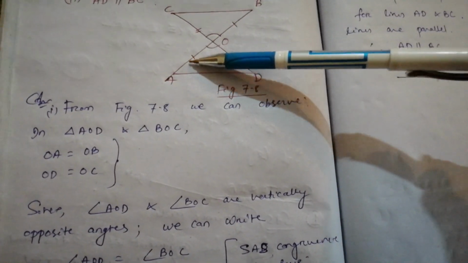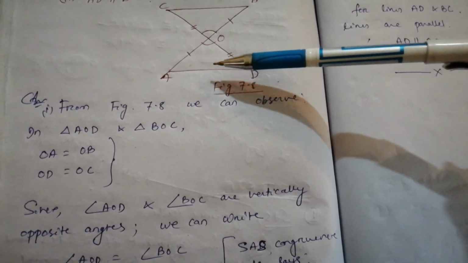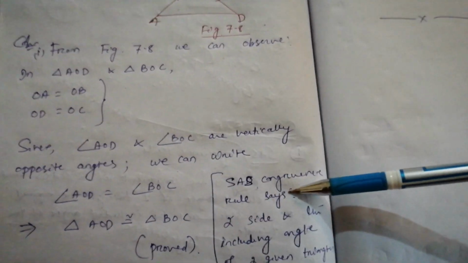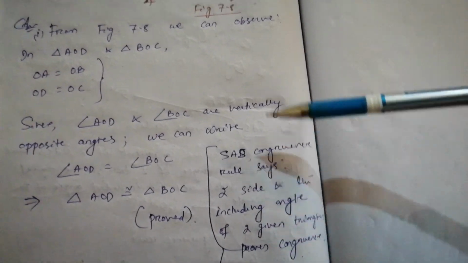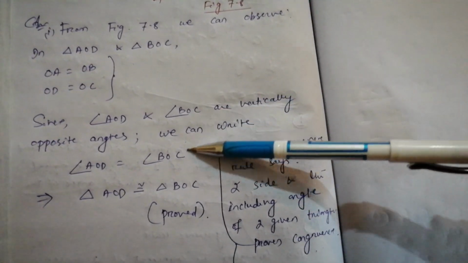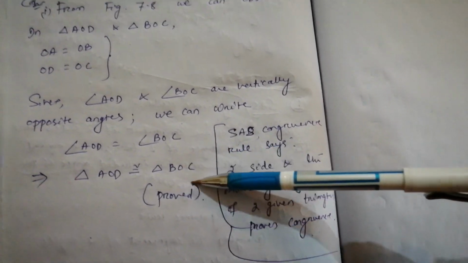That means two sides and one angle, so the SAS rule can be applied. The SAS congruence rule says two sides and the included angle of two given triangles prove the congruence. So we can write here that triangle AOD is congruent to triangle BOC. This is proved. So for bit 1 it is proved.